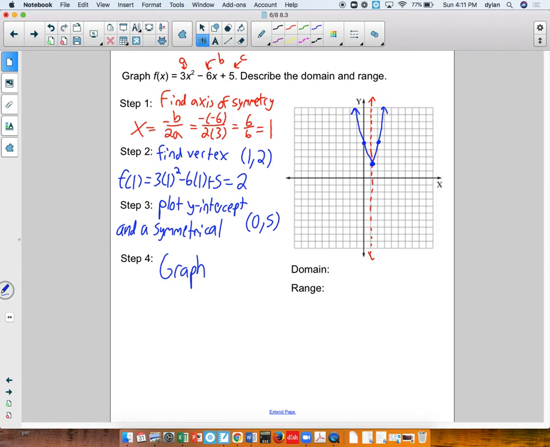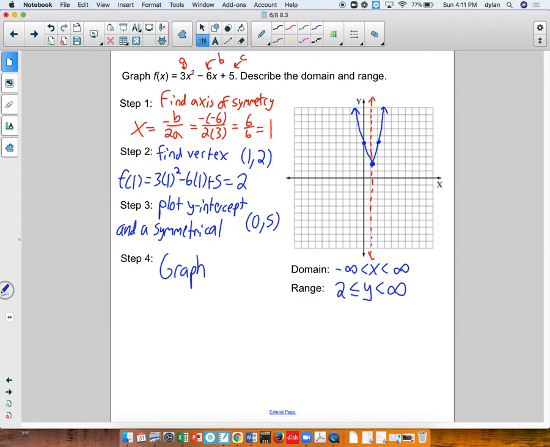So in terms of domain and range here, because it opens upwards and outwards forever, our domain is negative infinity is less than x, which is less than infinity. Our range, the bottom point here is 2. So we would be at 2 is less than or equal to y, which is less than infinity. So this is an example of how you graph quadratic functions that include a bx term.